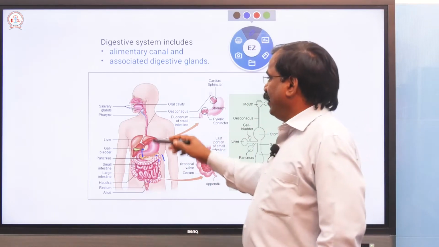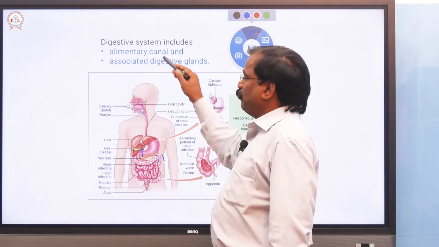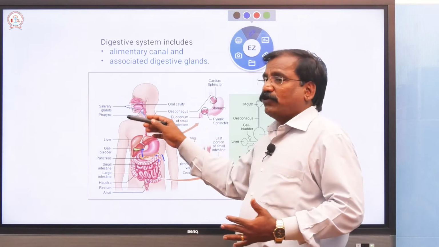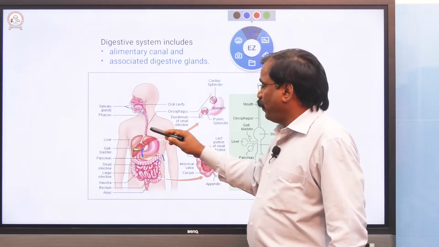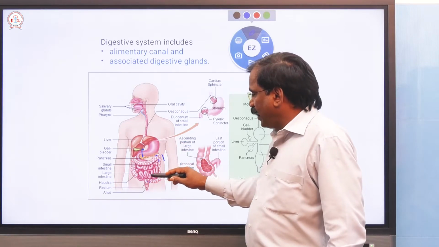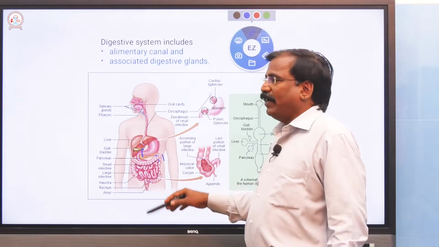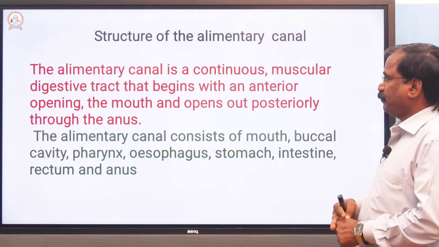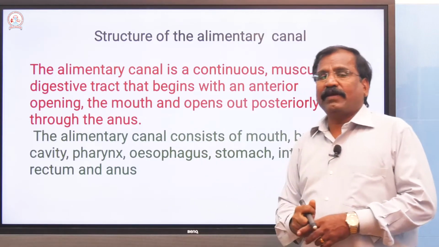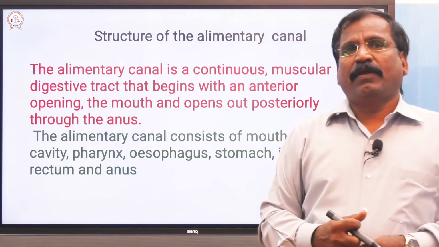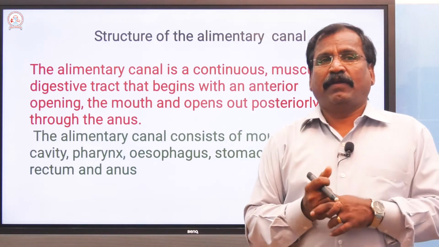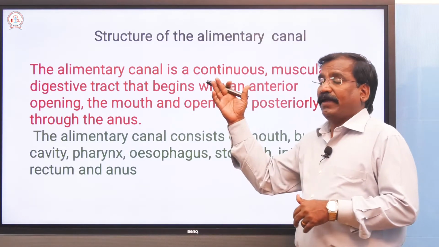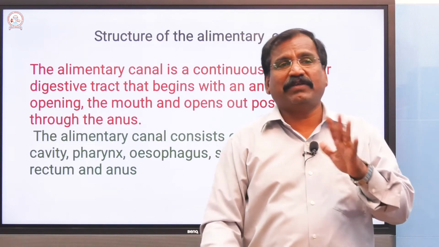The anus is an opening. The alimentary canal, or gastrointestinal tract, is a continuous tube. The mouth leads to the buccal cavity, pharynx, esophagus, stomach, small intestine, large intestine, rectum, and anus. These are the various regions of the alimentary canal. The initial entrance is the mouth and the exit is the anus.